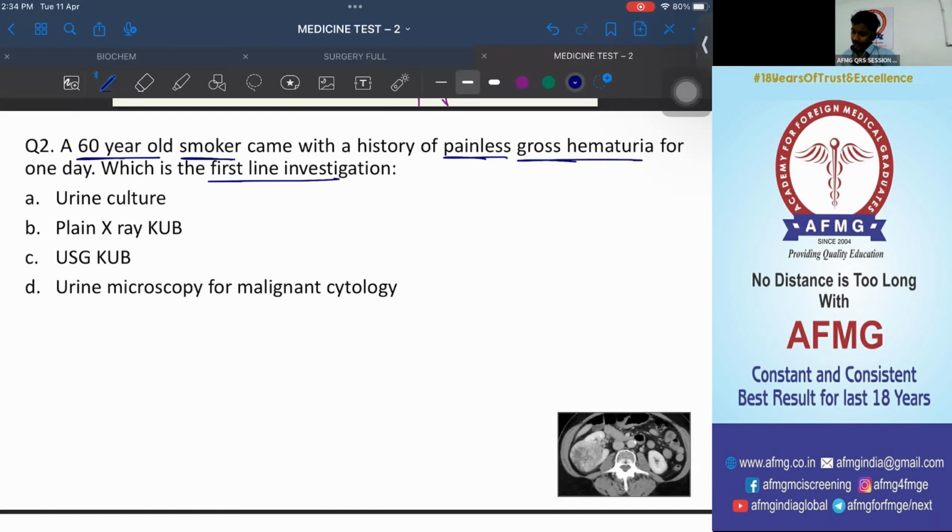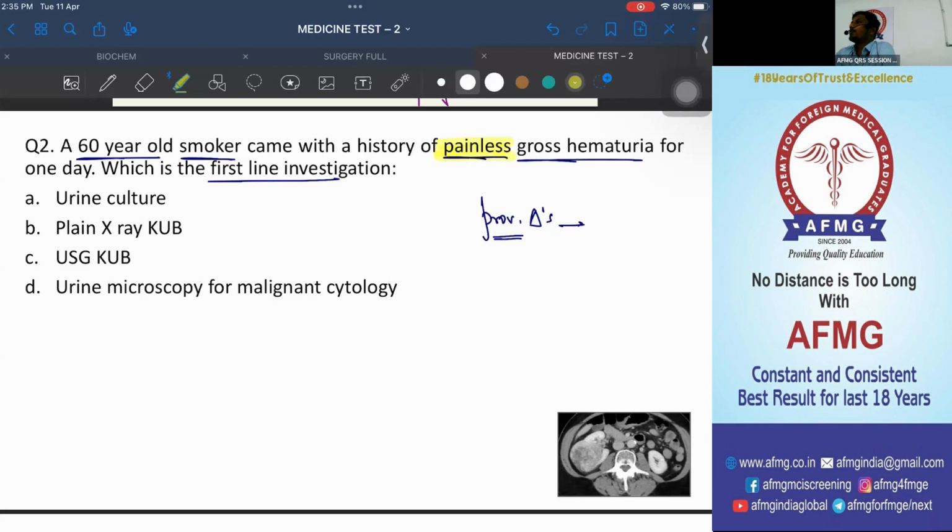Now, most important, please remember guys, what are you suspecting here? What is your provisional diagnosis? What are you thinking of? What can be there? Someone said CA bladder or CA kidney, right? Because both these conditions can present with gross hematuria. You will say, sir, stones? Yes, stones can also present with gross hematuria, but stones will present mainly with pain. Painful gross hematuria is a characteristic feature of kidney stones or bladder stones. That is rather the most common symptom of kidney stones or bladder stones. But here they have clearly mentioned that the patient is suffering from painless gross hematuria.